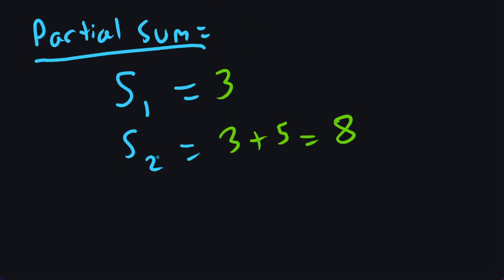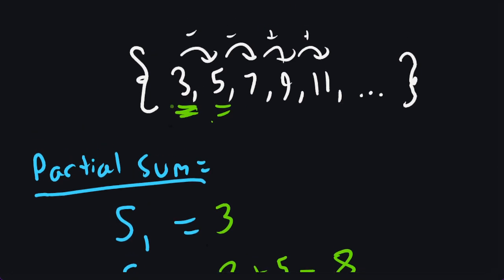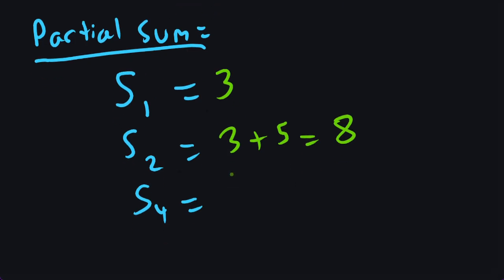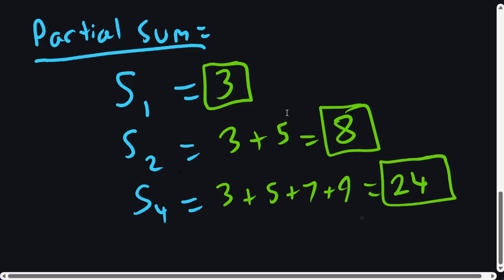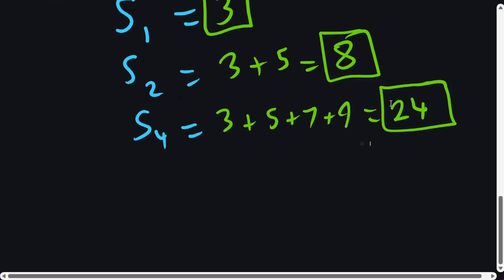And what about S sub 4? So the sum of the first 4 terms. Well, the first 4 terms are 3, 5, 7, and 9. So all we have to do is add those up. 3 plus 5 plus 7 plus 9. So 3 plus 5 is 8. 8 plus 7 is 15. 15 plus 9 is 24. So the partial sum of the first term is 3, the first two terms is 8, and the first four terms is 24. And that's how partial sums work.